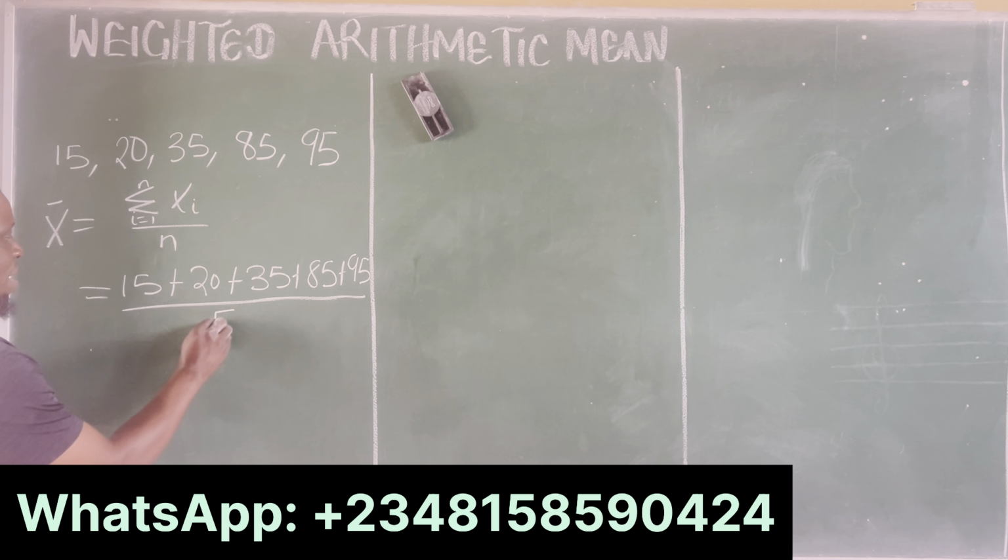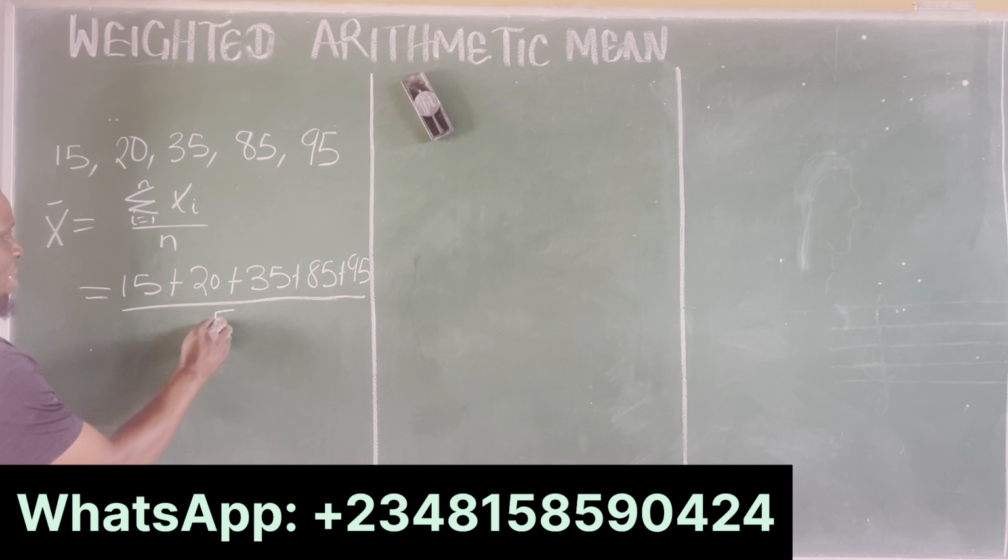And so that will be equal to 35, 70, 155, and then 250. So we have 250 all over 5, which is equal to 50. Now, if you have 50, it means the average or the mean of this score is 50. The implication of that is that the students did well in the examination because the average score is 50.